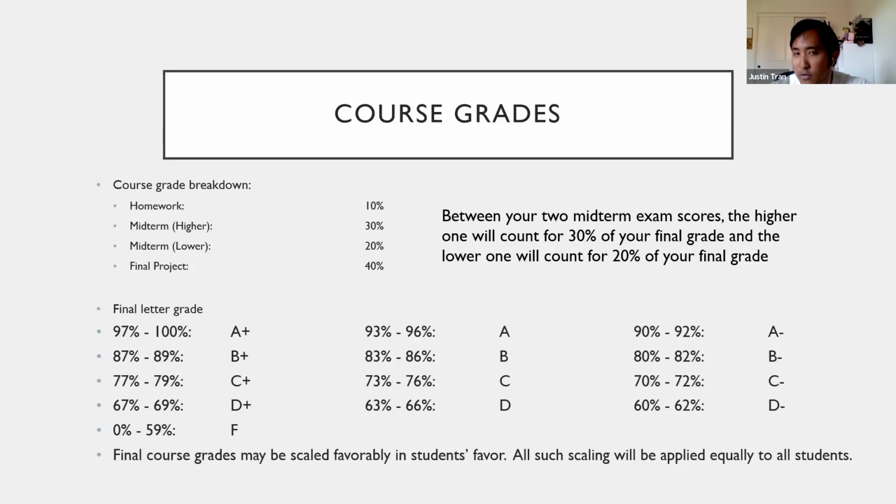And so, I want to give you guys some flexibility in terms of the midterm scores. For the 2 midterm exams, one of them is going to count for 30% of your overall grade, and one of them will count for 20% of your overall grade. The one that's going to count for 30% is whichever midterm exam you score higher on. And whichever one you score lower on will only be 20% of your grade.